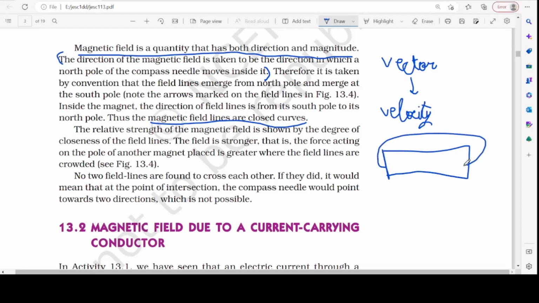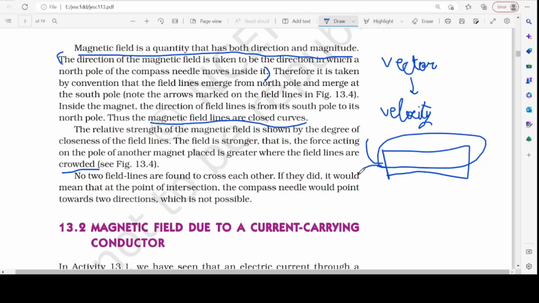We have already seen that, right? They are closed curves. The relative strength of the magnetic field is shown by the degree of closeness of field lines. As we know, where the field is stronger, there the magnetic field lines will be more crowded. Near the poles, the magnetic field is stronger.